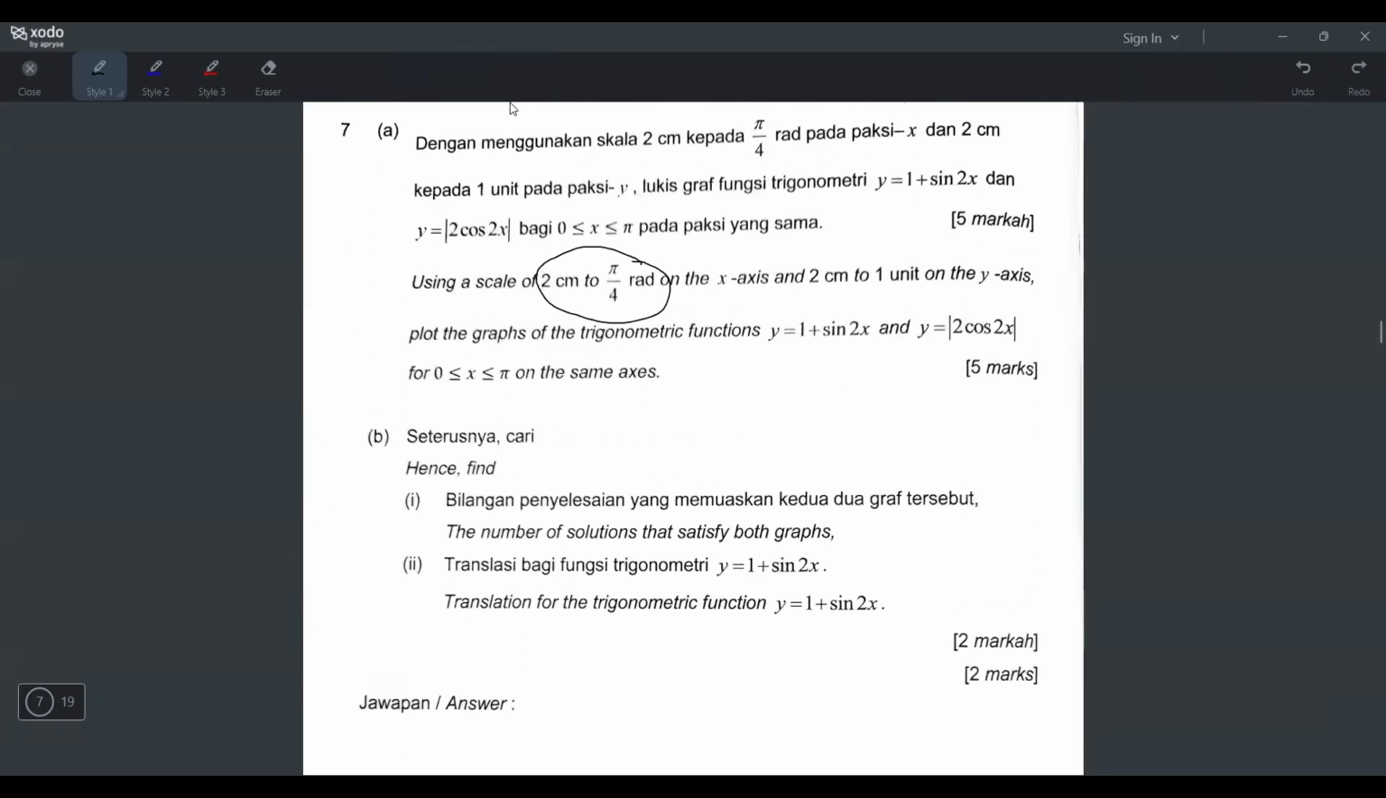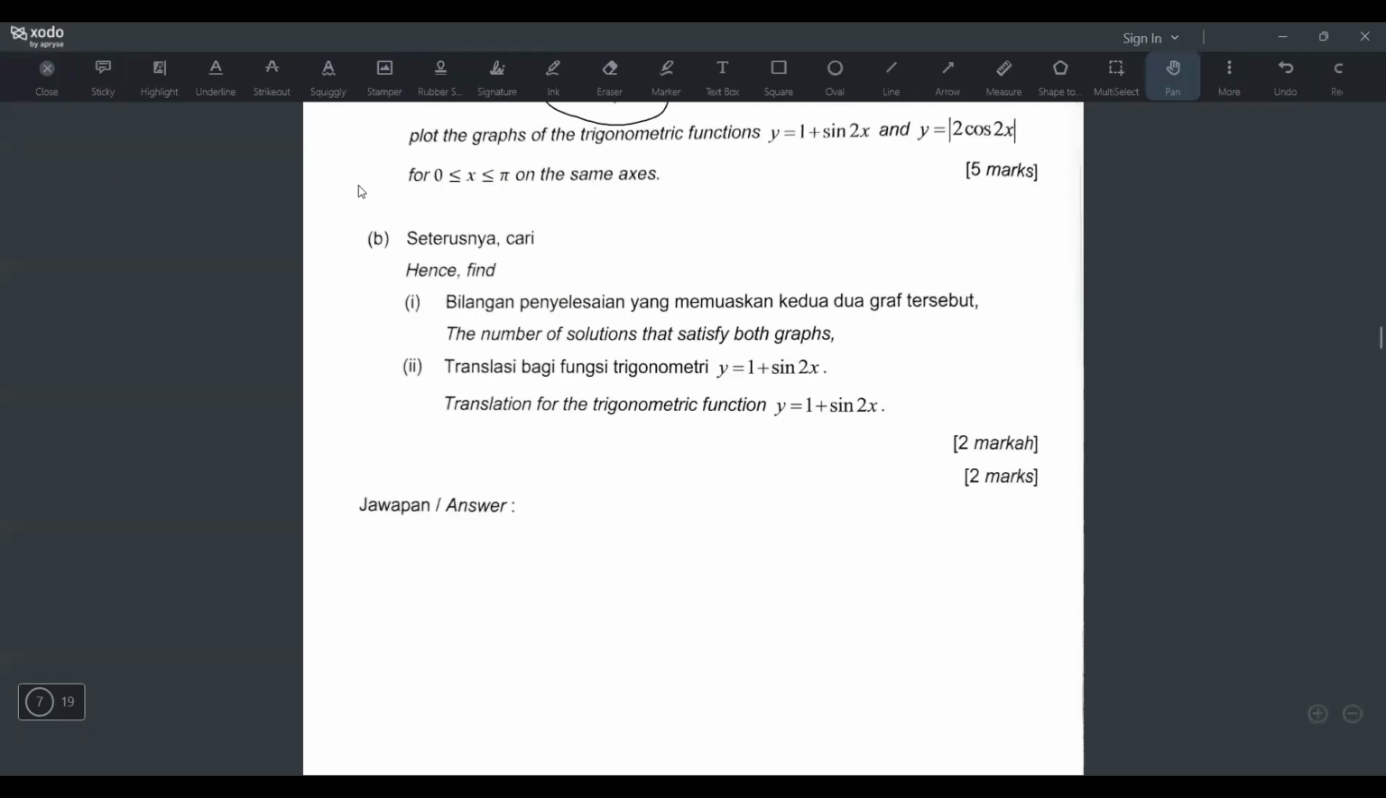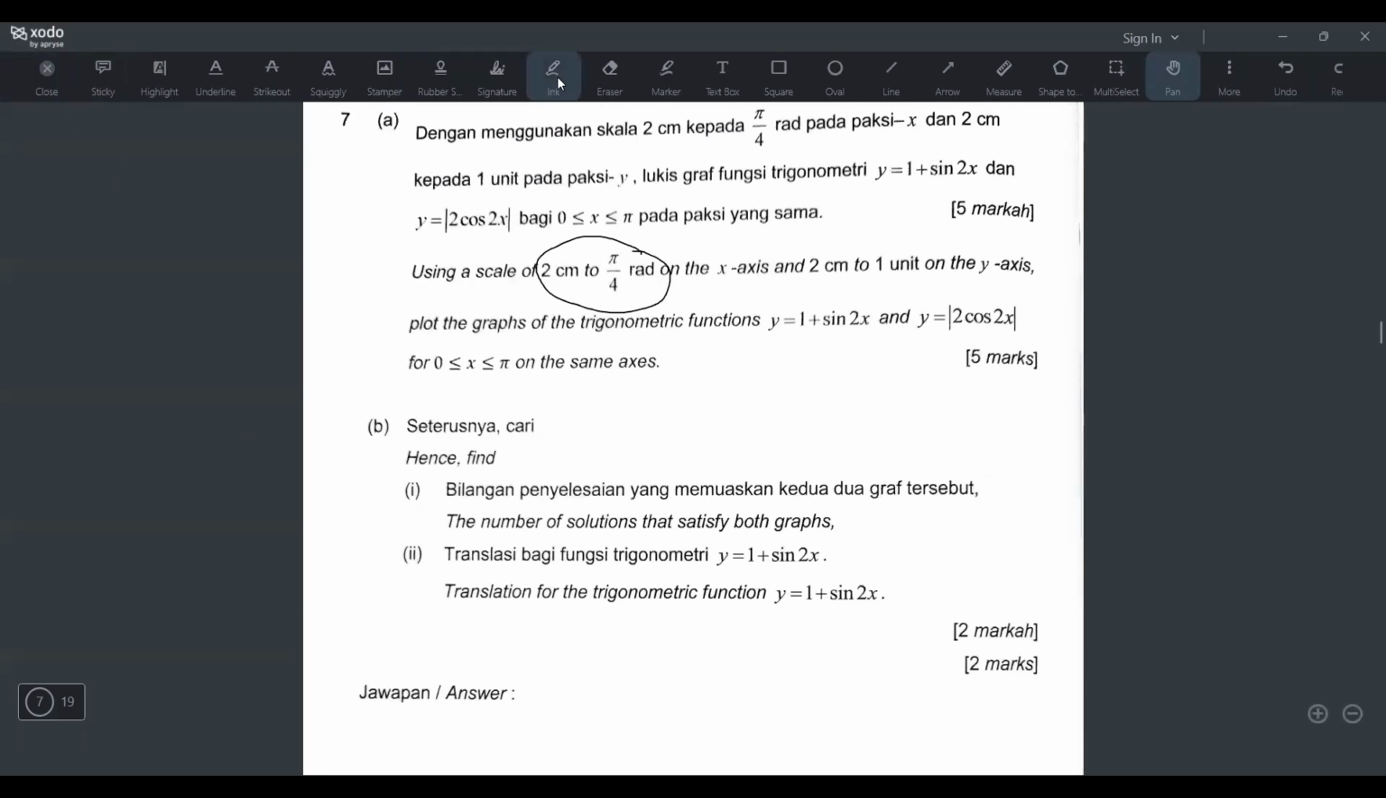All right. If they give you a scale like this, it means they should provide you a graph paper, right? If they give you like a scale of 2 cm, right? But I don't see any graph paper here, but it's okay. I will just treat it as a sketch question. Okay. So I will just do it like a sketching question. Okay. So 2 cm to pi over 4.